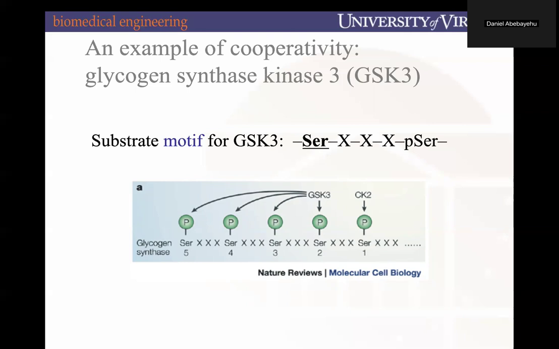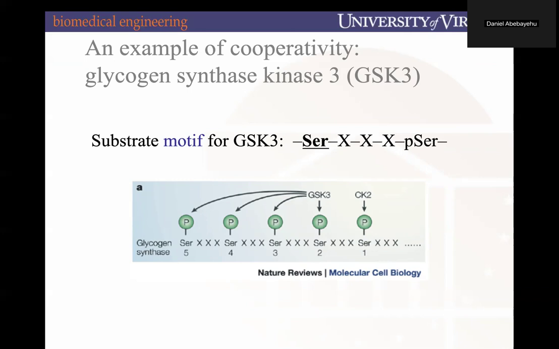Glycogen synthase kinase 3 phosphorylates glycogen synthase. Glycogen synthase has "ase" on the end, which means it's an enzyme. That enzyme's function is to synthesize glycogen. And the reason there is cooperativity here is because of the motif that glycogen synthase kinase 3 targets.